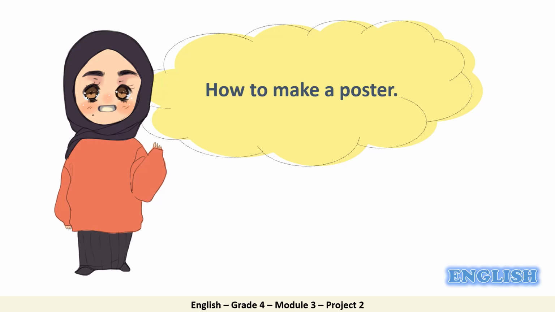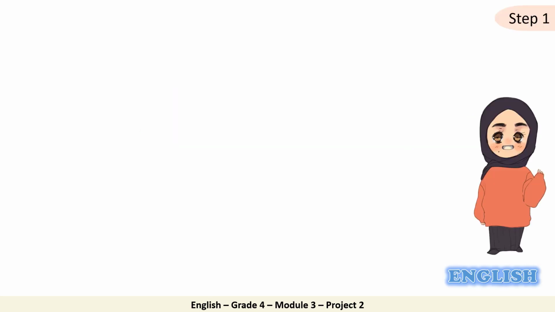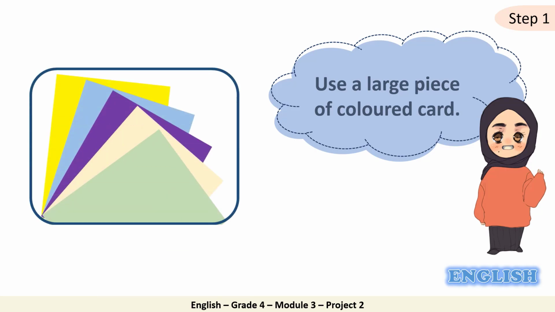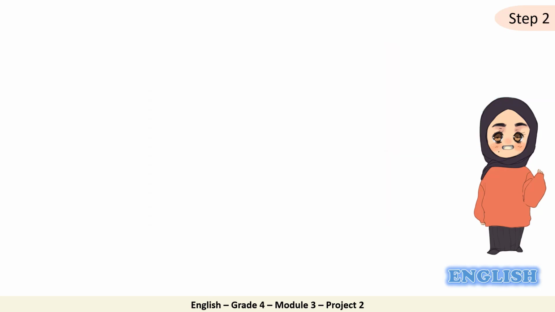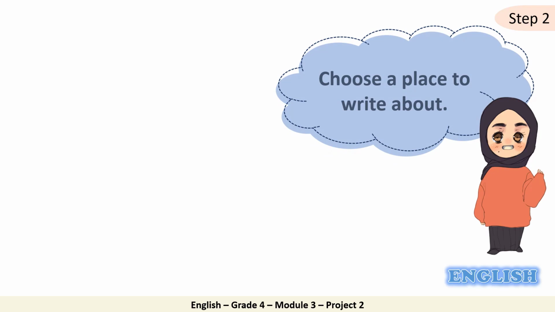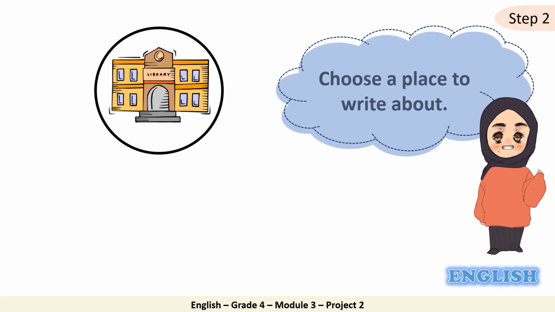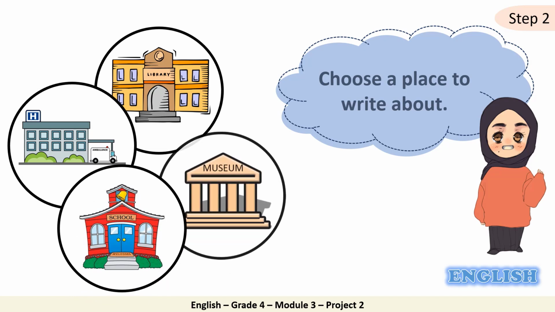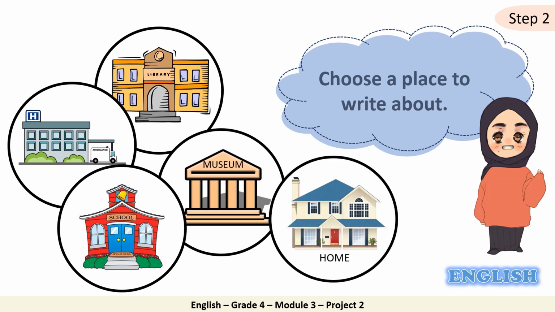Please follow with me to show you the steps of making a poster. Step 1. You need to use a large piece of colored card, and you get to choose the suitable color or the color that you like. Step 2. You need to choose a place to write about, and there are many places to write about when it comes to rules. You can write about rules in a library, hospital, school, museum, or home.